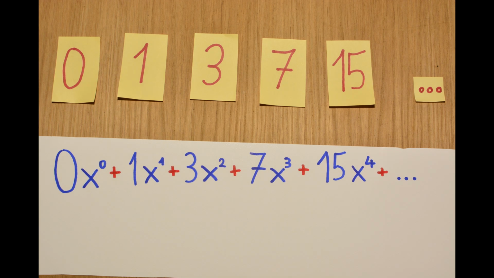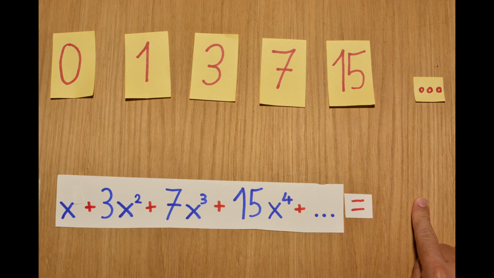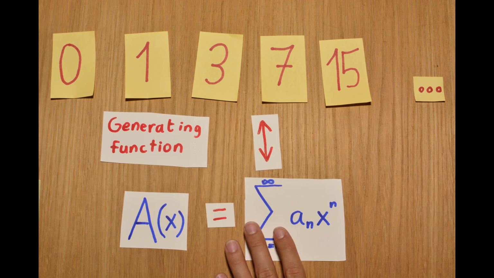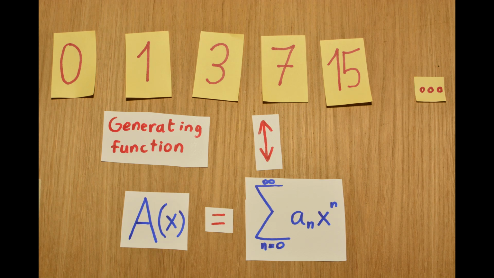Since each term comes with its own power of x, we can sum all of them without worrying about messing up our sequence. Let's simplify the expression a bit. And we've now got an infinite power series where our sequence is encoded as coefficients of powers of x. We'll call this the generating function of our sequence. Let's name it A of x.